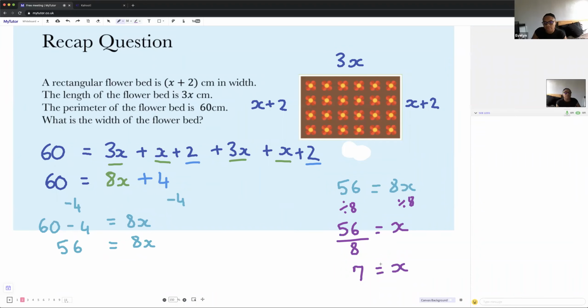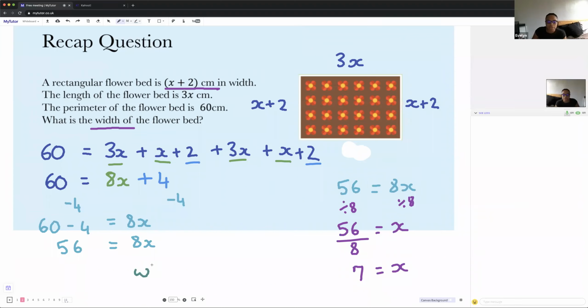Now, some of you said that x equals 7. X does equal 7. That's brilliant. The only thing is they've asked us what is the width of the flower bed. Now, remember, the width is x plus 2 centimeters. So not only have we worked out x, but now we need to work out the width. So the final thing to do is just add 2 to the number that we just calculated.